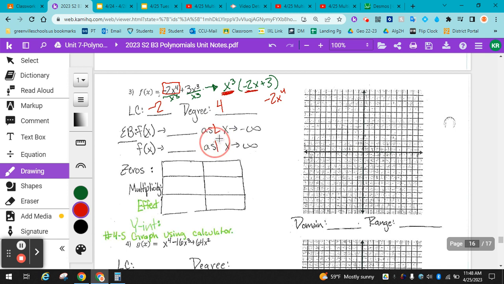Here's the left side. Here's the right side. So the right side is going down. Now that this is negative, it's going to go down. Right side go down. And the left side's going to do the same thing because they're even. So the left side's also going to go down. Even, the same, odd opposites.